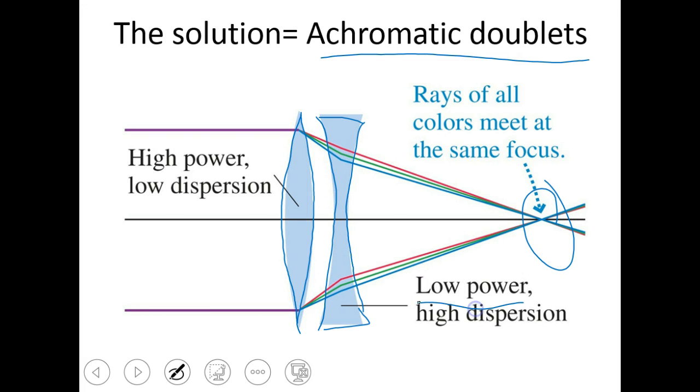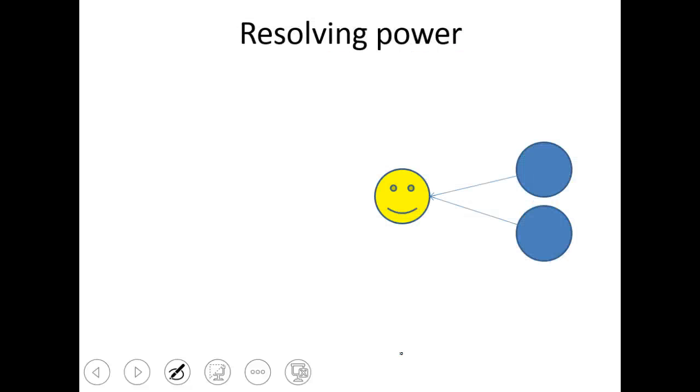So we have a very low power, high dispersion lens right behind it to refocus everything, not only the rays, but the different wavelengths of light as well, so that we get a sharp picture with correct colors. Right? And so microscopes are a little more complicated than we've led you to believe.